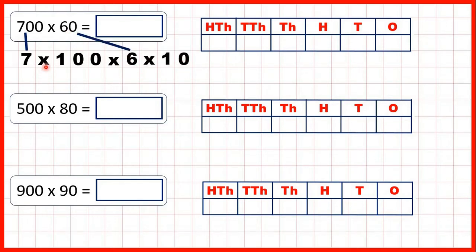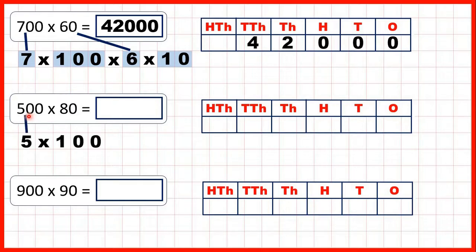With multiplication, we can multiply in any order. So we can do 7 times 6 first to get 42. Then we can multiply by 100, and remember we can do that by putting 2 zeros on the end or moving the digits 2 place values to the left. And finally we need to multiply by this 10, and we can do that by putting another 0 on the end by moving the digits 1 square to the left. And that gives us our answer, 42,000.